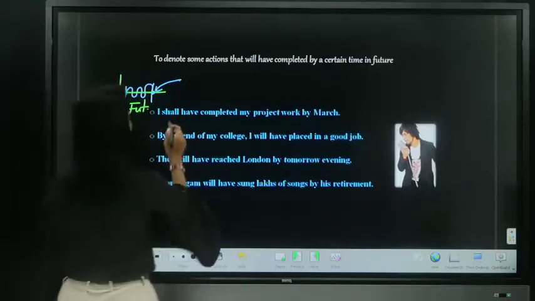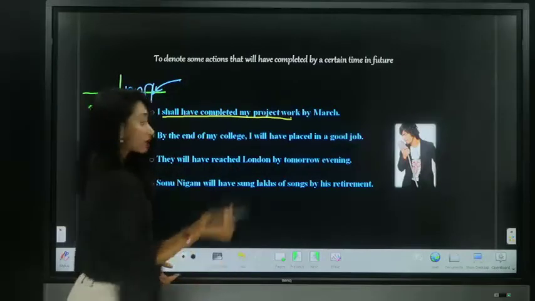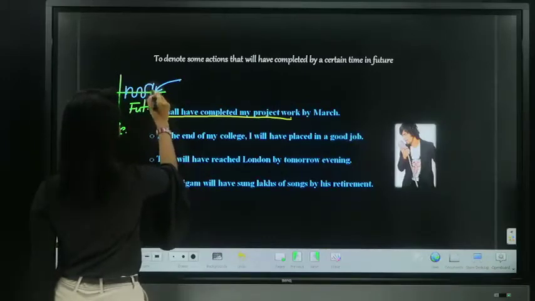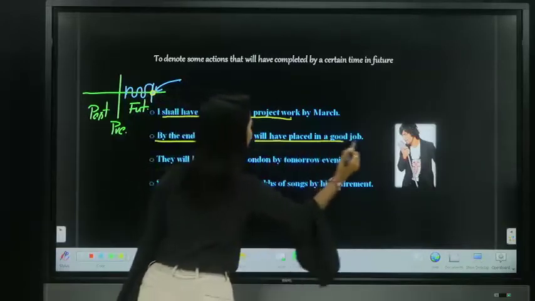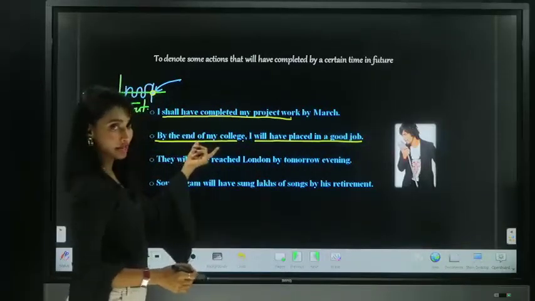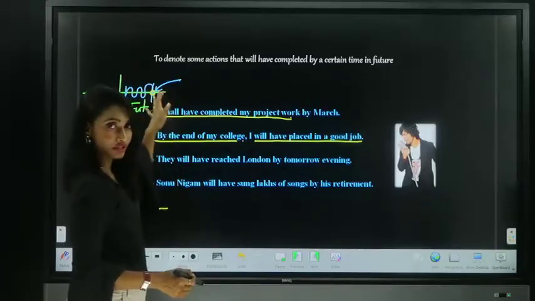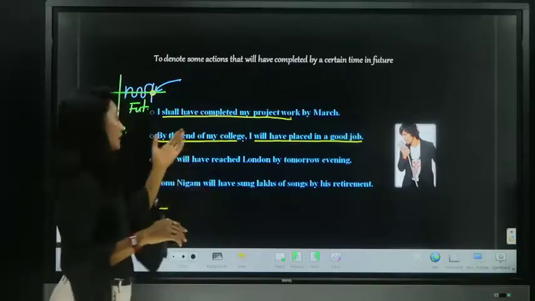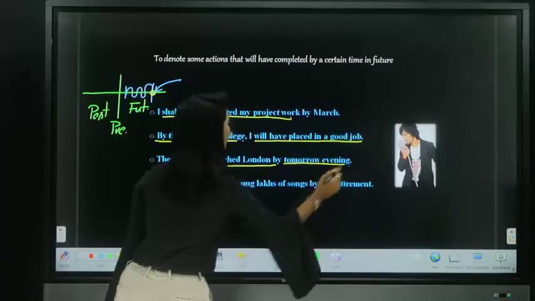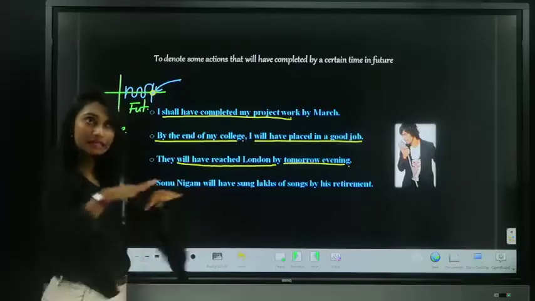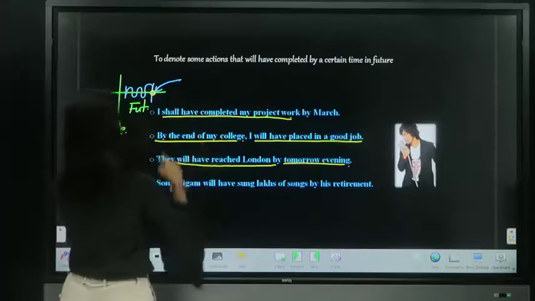So look at these examples. I shall have completed my project work by March. We are talking about the completed action. I shall have completed my project work. By the end of my college, I will have been placed in a good job. At some point of time, I will have been placed in a good job by the end of my college. So, which will be completed by certain point of time in the future. They will have reached London by tomorrow evening. So, tomorrow evening something will be completed. So, that completed action of future will be represented in future perfect tense.